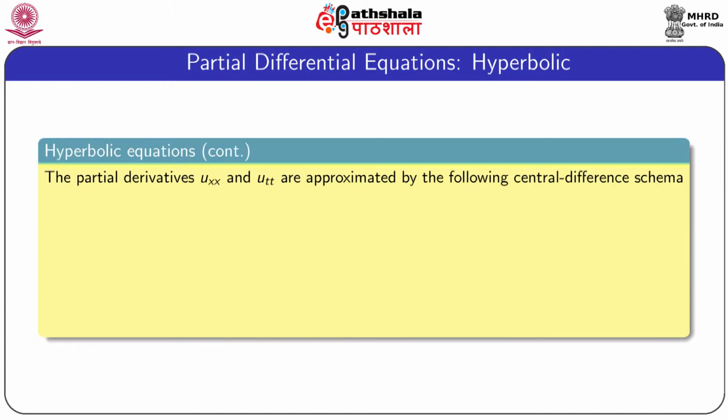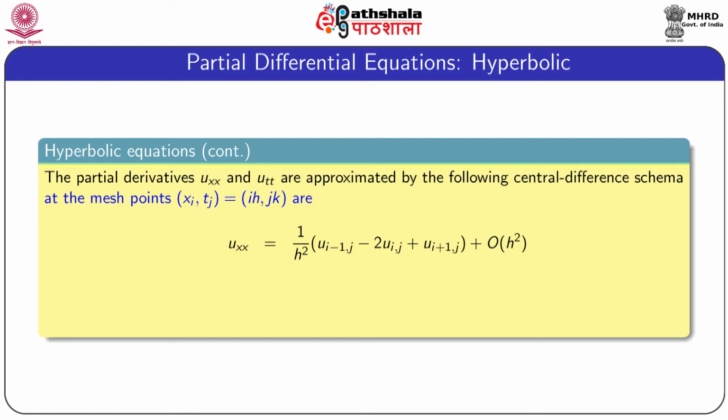Now, the partial derivatives del 2 u del x2 and del 2 u del t2 are approximated by the following central difference schemes at the mesh point (i, j). Del 2 u del x2 is approximated by this expression, and the error of this approximation is of order h square. Del 2 u del t2 is approximated by this expression, and the truncation error is of order k square. These two expressions are valid for all i equal to 0, 1, 2, and so on, and for the values of the index j also.